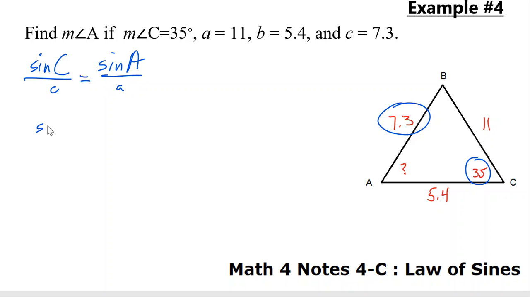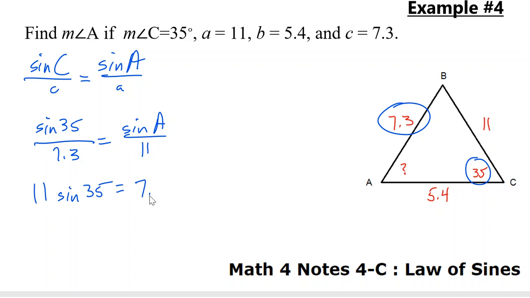Now, let's plug in what we got. We got sine of C, which is 35, and little c turns out to be 7.3. A is the thing we don't know, and across from A is the 11. That's little a. And so we've got all the players plugged in. Now all we have to do is cross multiply. I'd say 11 times sine 35 equals 7.3 times sine of A. Now I'm trying to get A by itself, so I'm going to get rid of the 7.3 by dividing both sides by 7.3. That's going to give me sine of A.